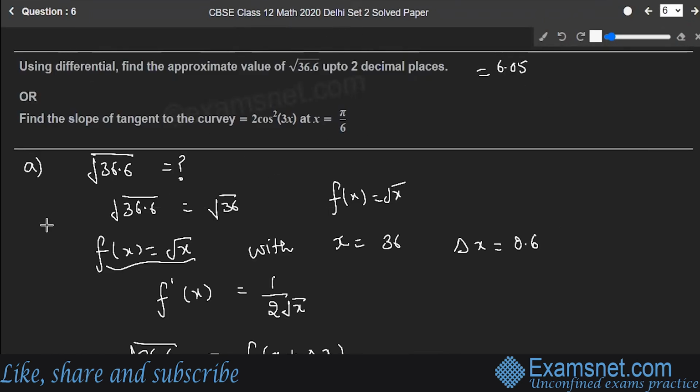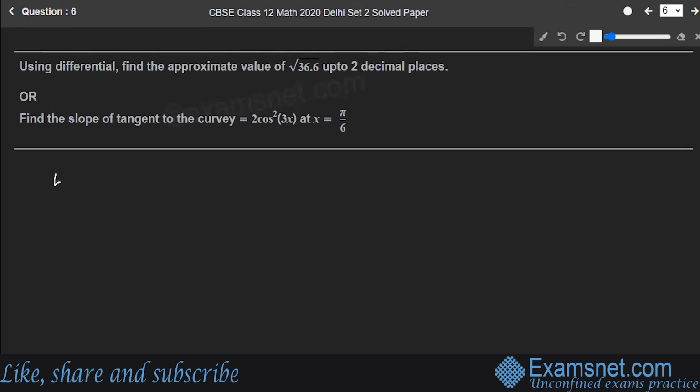Let's move with the B part of the question now. You have to find the slope of the tangent to this curve. You are given the curve y is equal to 2 cos square 3x. You have to find out the slope of the tangent to this curve. To find the slope of the tangent, you have to find the derivative of this y with respect to x.